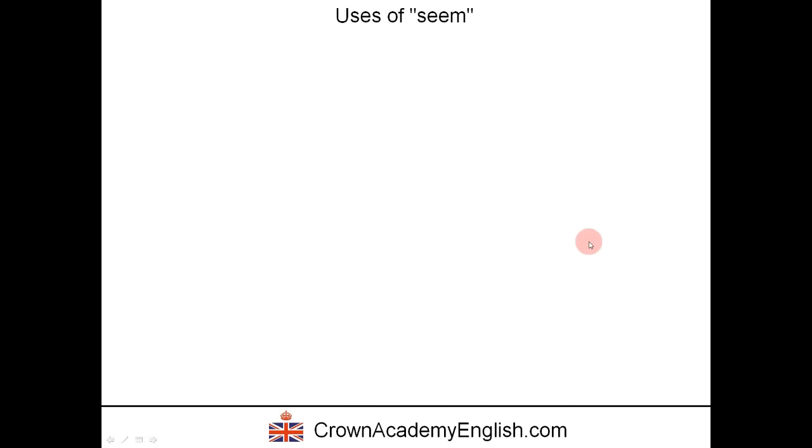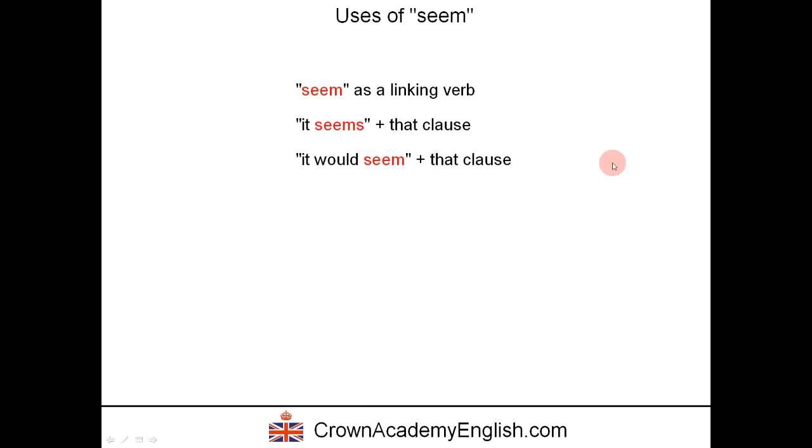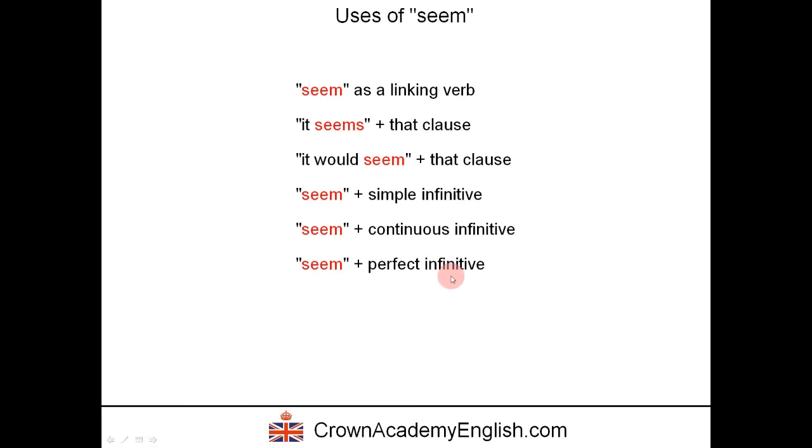The uses of seem. Seem can be a linking verb. There is also a structure it seems plus that clause. It would seem plus that clause. Seem followed by a simple infinitive. Seem followed by a continuous infinitive. And seem followed by a perfect infinitive. So let's look at each one. These are not all of the uses of seem, but these are the most common ones.